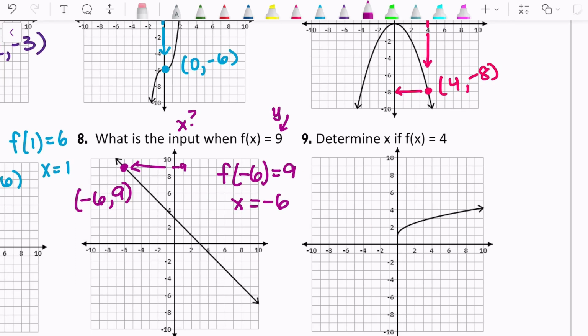One more example of this type, I have y is 4, and so I need to know x. I'm going to go to the y-axis at 4, look for the graph. It appears to be perfectly crossing right here, and so then that x value is 9. This would be the point (9, 4), so f of 9 is 4, or you could write x equals 9.